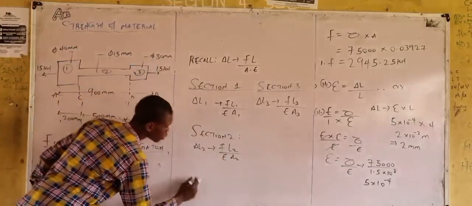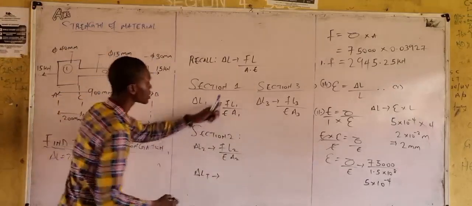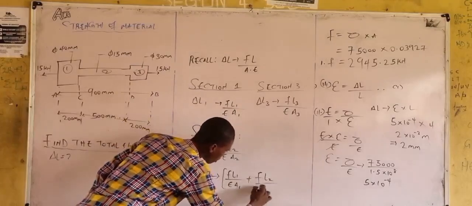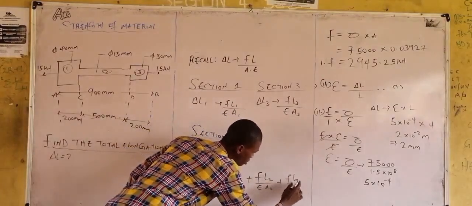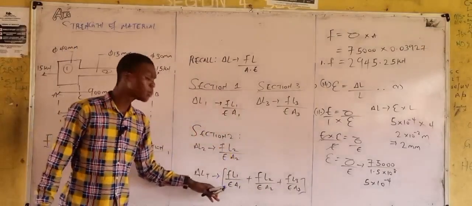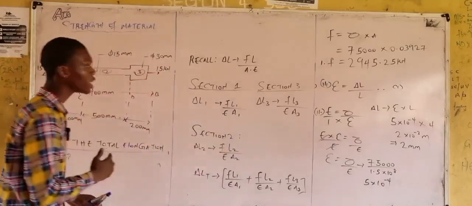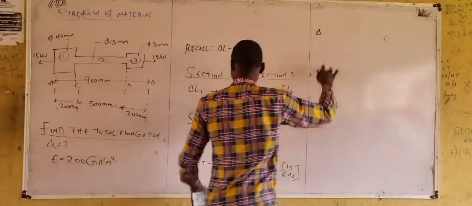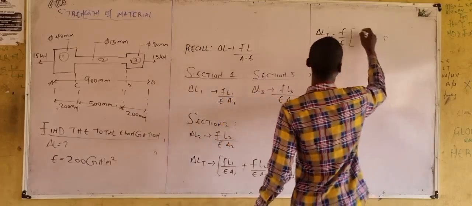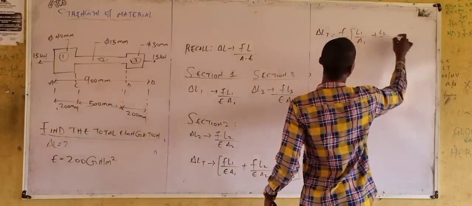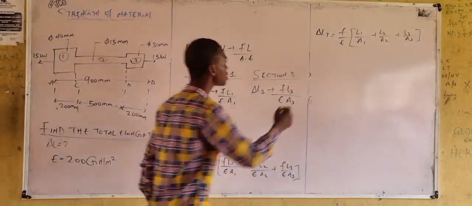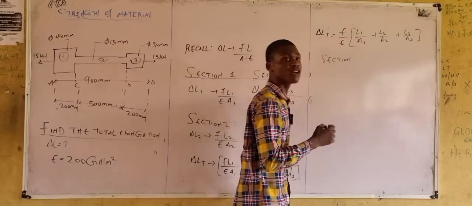Now let's add this up. Total elongation implies that FL1 all over EA1 plus what? FL2 all over what? EA2 plus what? FL3 all over what? EA3. Observe. Force and Young modulus, they are constant. So factorize. We have that the total elongation is equal to F over E, all in bracket, L1 over A1 plus L2 over A2 plus L3 over what? A3, right?